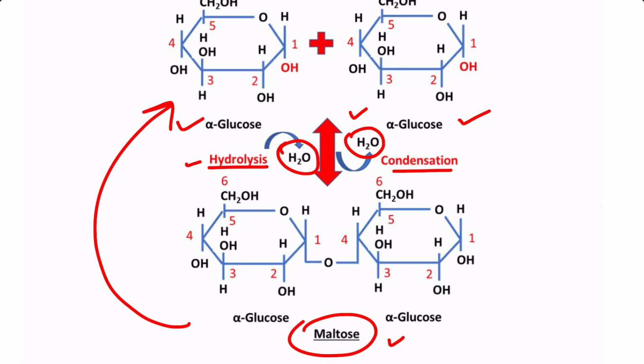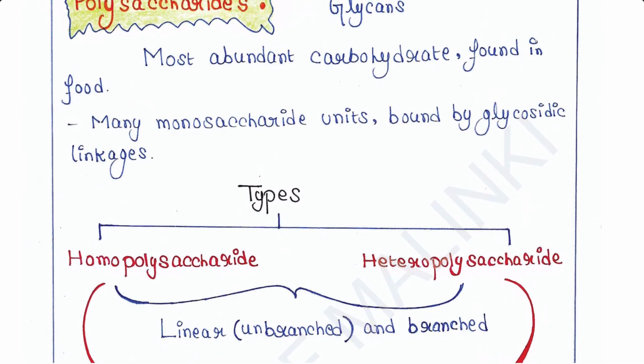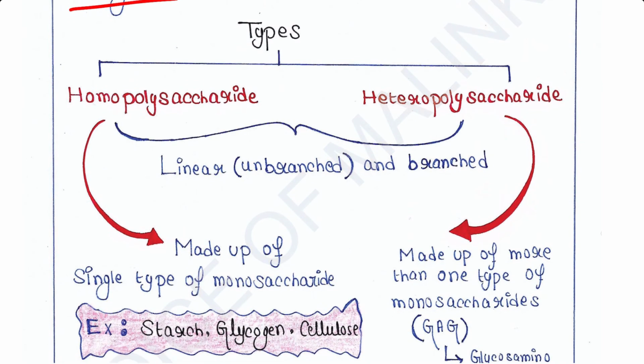So next we will talk about polysaccharides. Polysaccharides are also known as glycans. They are the most abundant carbohydrate found in food. They are composed of many monosaccharide units bound together by glycosidic linkage. Polysaccharides are of two types, homopolysaccharide and heteropolysaccharide.